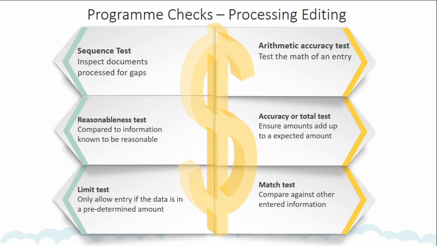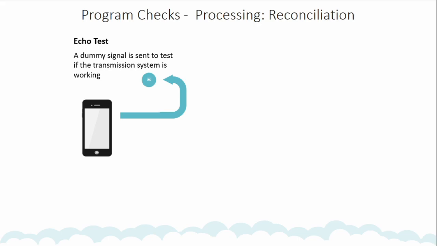means that the numbers add up. Program reconciliation checks is where the entity reconciles information that has been entered to other things in the database. For example, echo checks. Echo checks is where a small signal is sent along a transmission line. This ensures that the transmission line is active and working and that the data on both sides is arriving accurately.